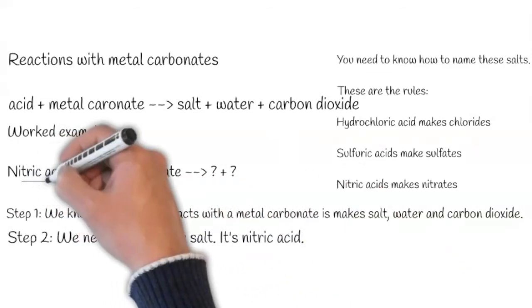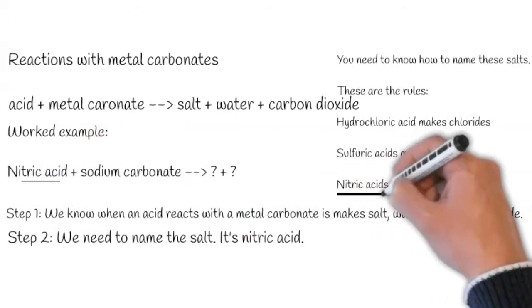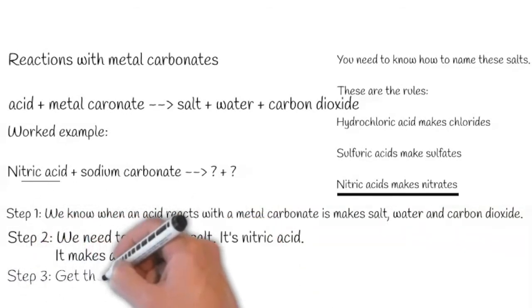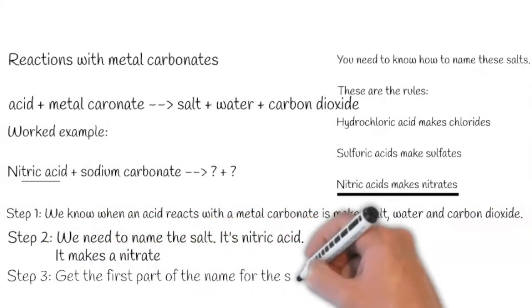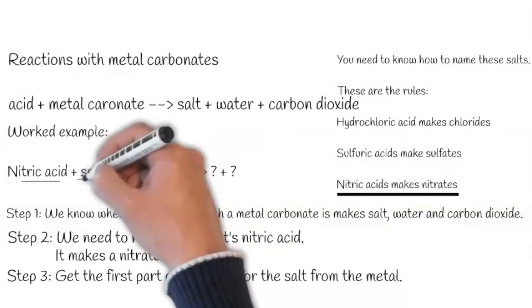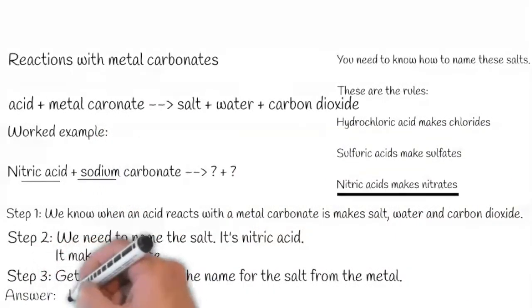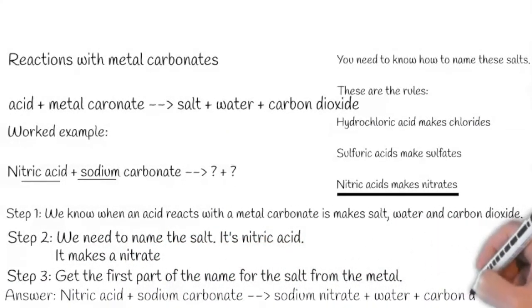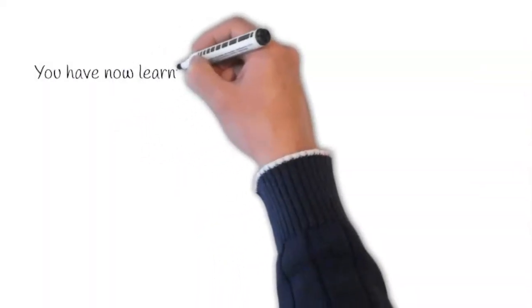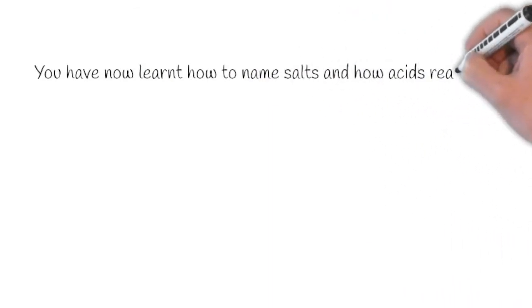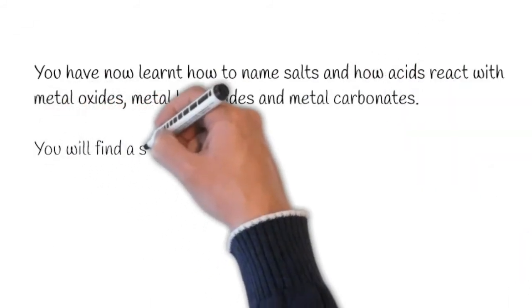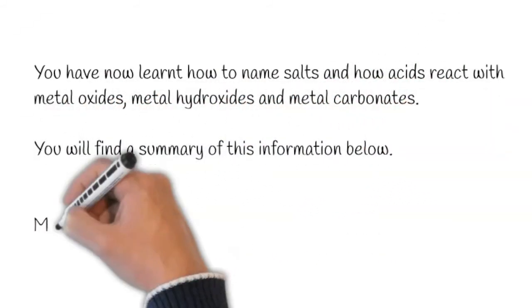We're using a nitric acid, and therefore it's going to make a nitrate. We need to get the first part of the name for this nitrate from the metal. It's sodium carbonate. So the answer would be nitric acid plus sodium carbonate makes sodium nitrate plus water plus carbon dioxide. You have now learnt how to name salts and how acids react with metal oxides, metal hydroxides, and metal carbonate. You will find a summary of this information below.